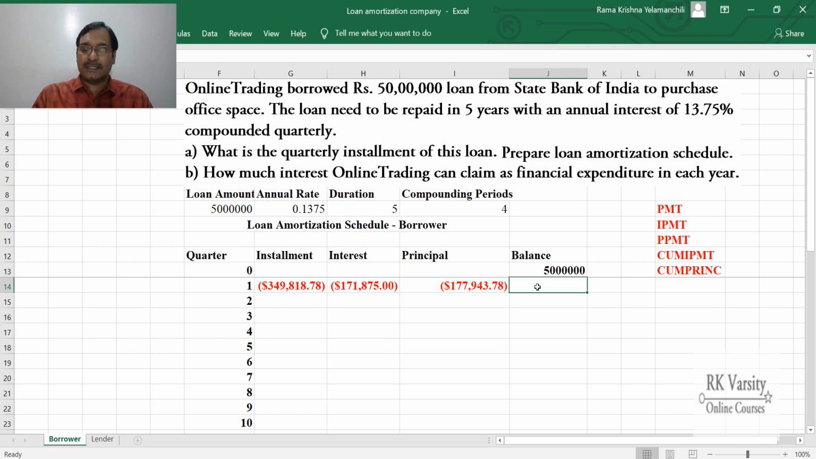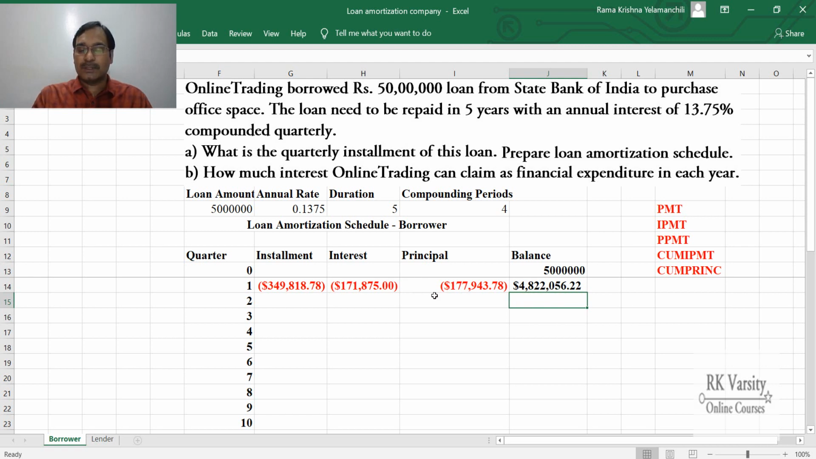Now the balance at the end will be this, equals to the initial loan amount plus your principal amount. So now the outstanding balance at the end of the first quarter is 48,22,000.